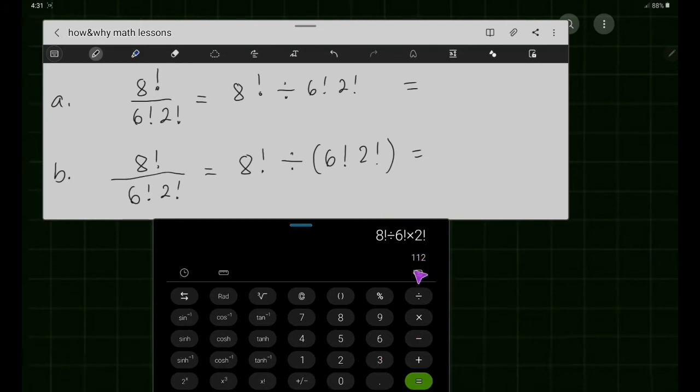So, this is equal to 112. Itong letter B, 8 factorial divided by, with parenthesis, 6 factorial times 2 factorial. So ang sagot natin is 28. So saan yung tama dito?